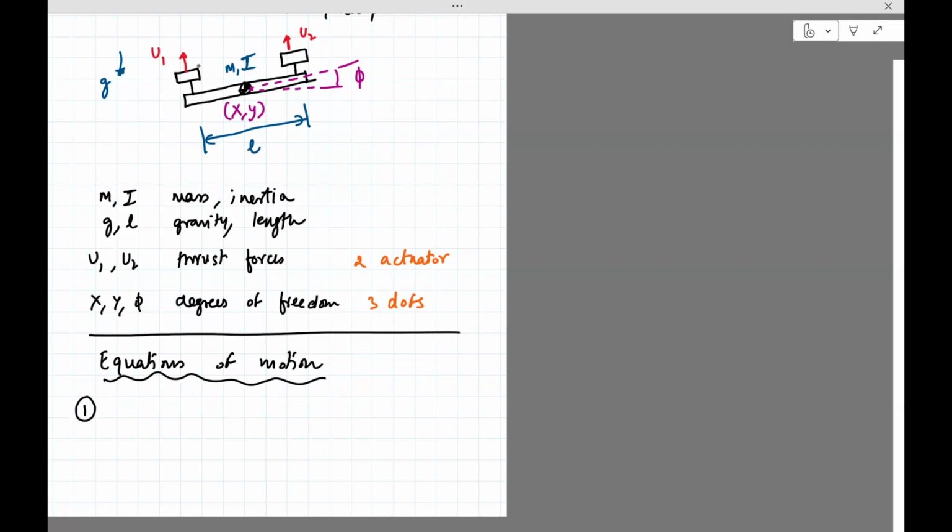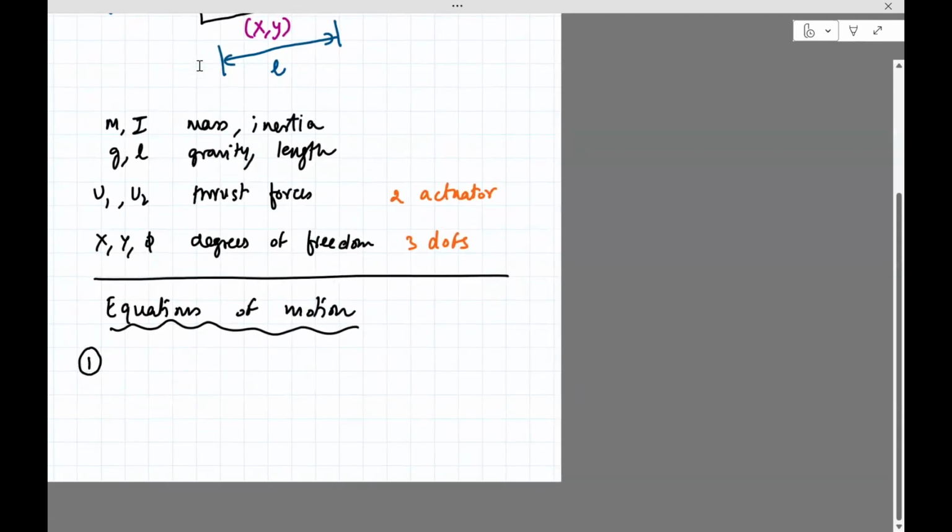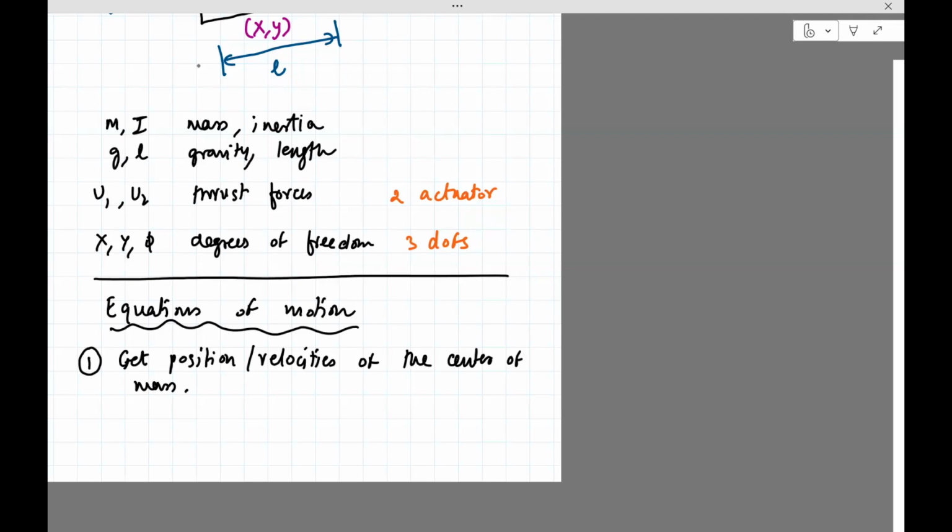Remember I told you there are steps we'll follow for Euler-Lagrange. It turns out that the first step is to get the position and velocity of the center of mass. If it is multiple links, there's a lot of work to be done to find the center of mass and velocities of multiple links, like a manipulator. In this case, it's very trivial. It's x, y, phi are the positions. There's only one body, so it's kind of easy. Other velocities, so that's taken care of.